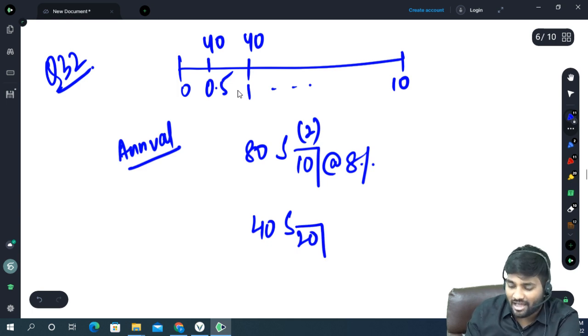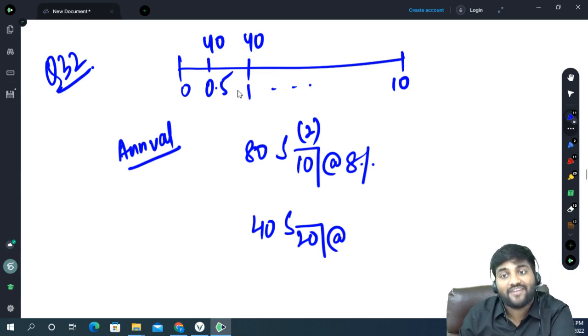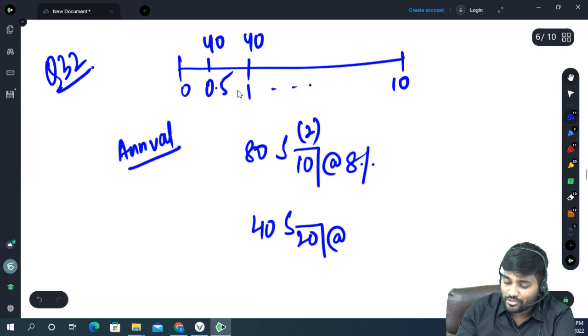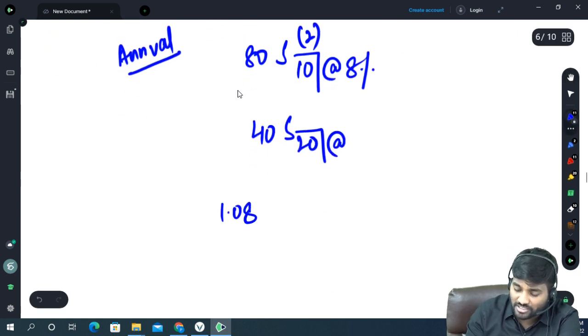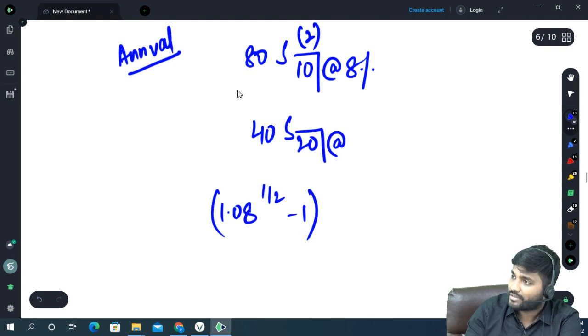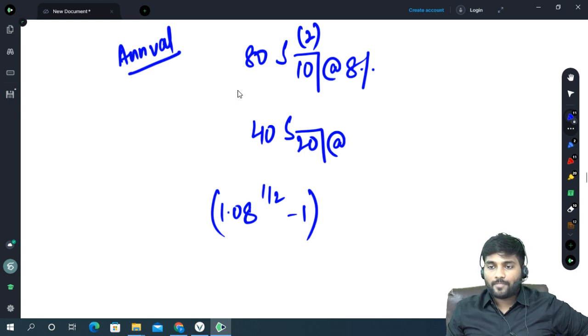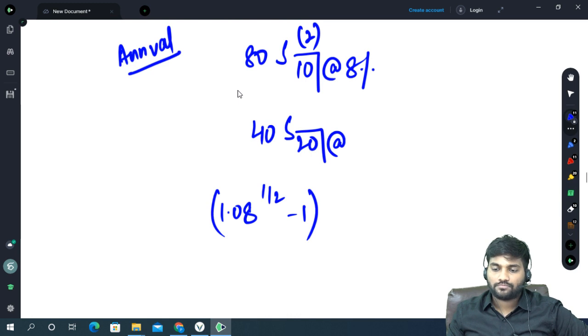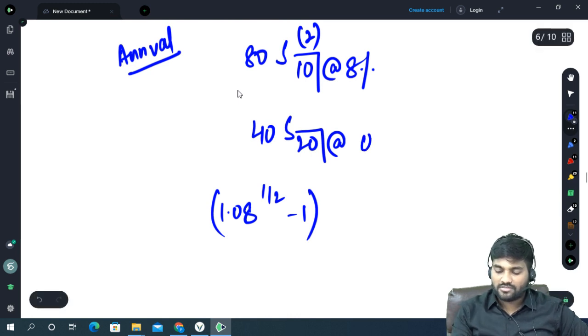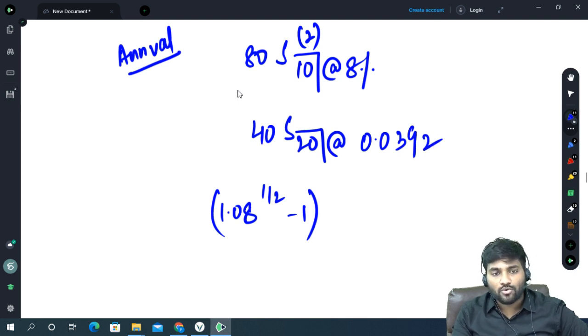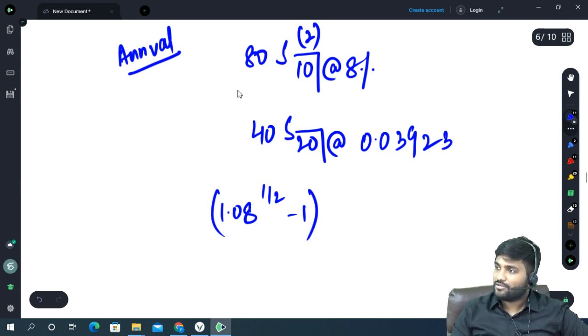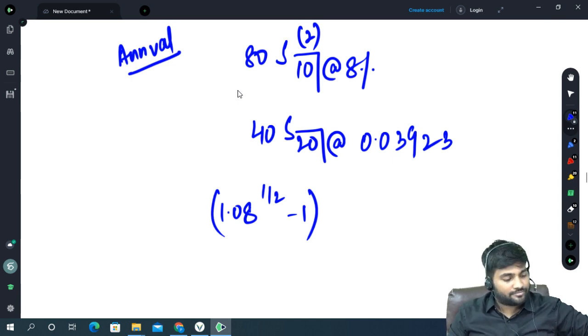In 10 years, there are 20 half years at the rate what? i2 by 2, which is the half yearly effective rate of interest when i is 8%. So how to calculate i2 by 2? We are going to do 1.08 to the power half minus 1. Please solve fast and tell me what is the rate of interest. Okay, solve from both the methods and get the answer.